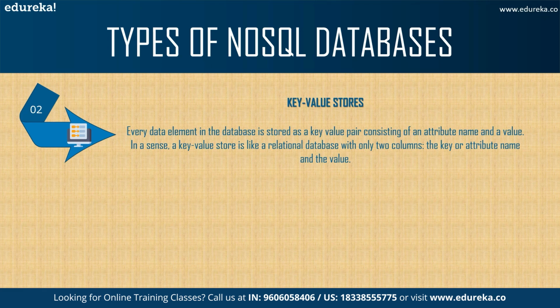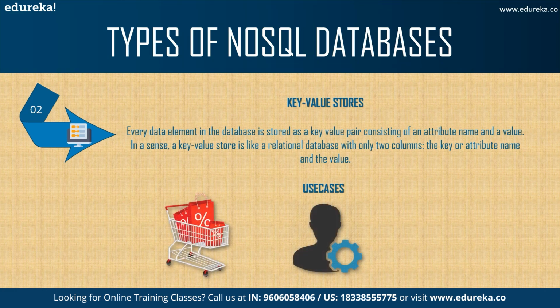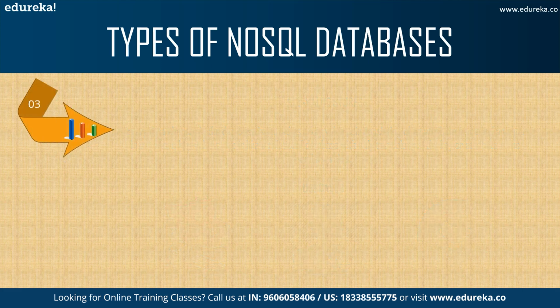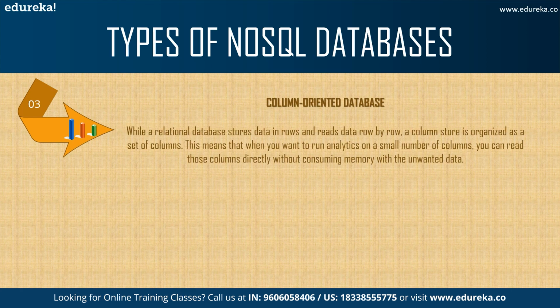Now, having that example understood, some of the use cases of key-value stores, a type of NoSQL database, are usage in shopping carts, user profiles, or even user preferences. The next thing that we have is the column-oriented database.